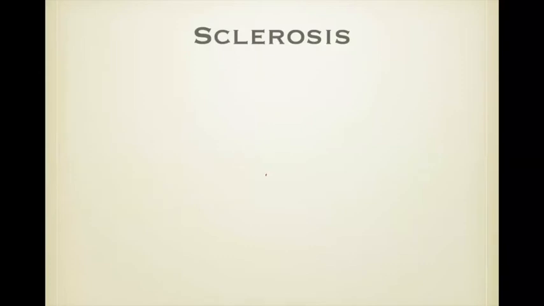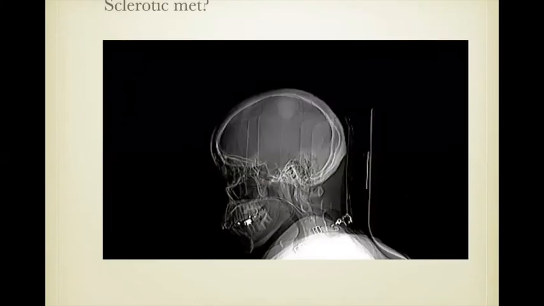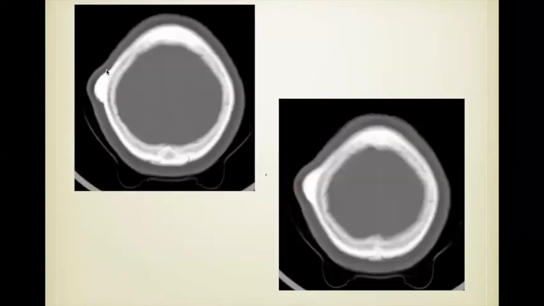So we've talked about thinning, we've talked about holes in the head. Let's talk about some sclerotic skull lesions. Here's a scout view that shows this dense lesion overlying the skull. CT appearance, homogeneously very dense bone. This is what's called an osteoma.